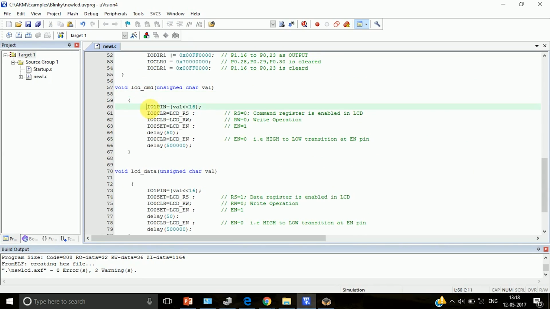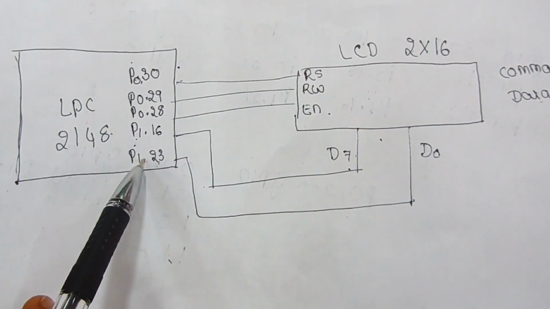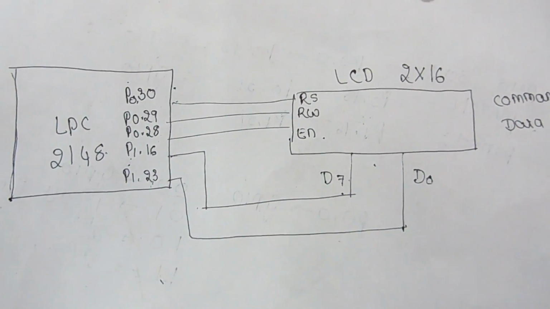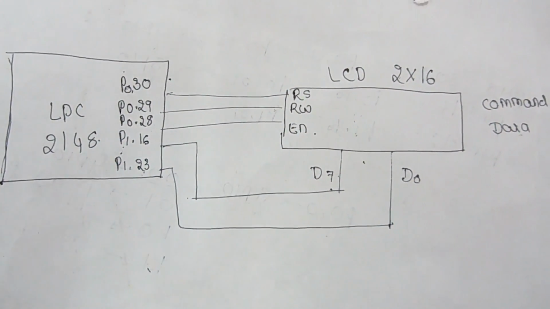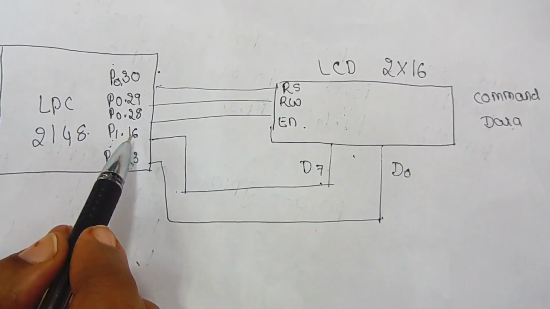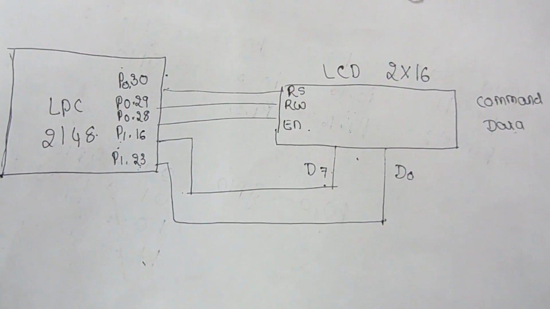Next, here you can see the IO1 pin value is left shifted 16 times. We have to shift 16 times because whatever command we are sending has to get aligned to pin numbers 16 to 23 of port 1. That is why we are shifting it by 16 times. When you shift it by 16 times, the first command, 0x38, is available exactly at these pins, pin number 16 to 23.